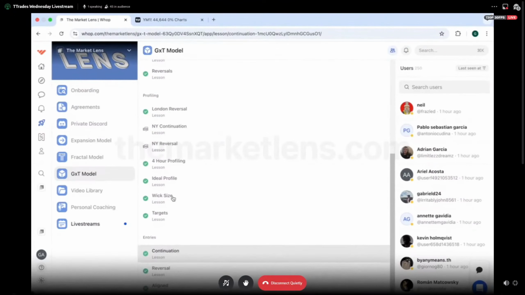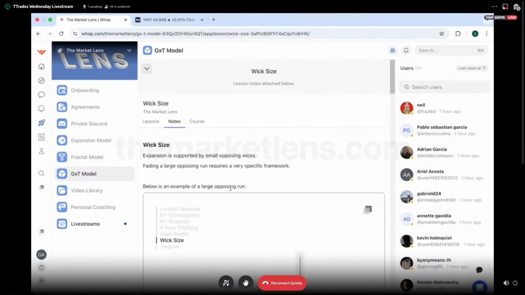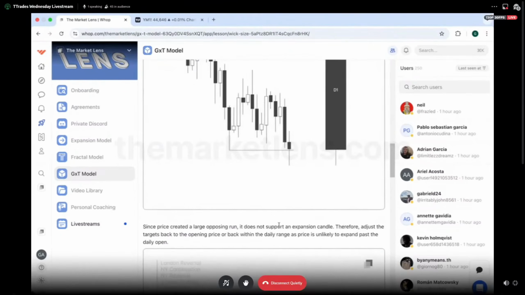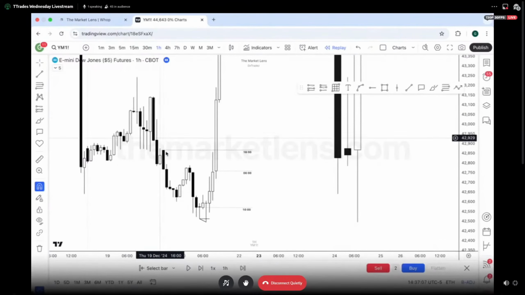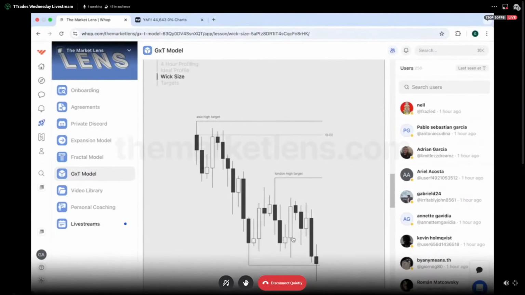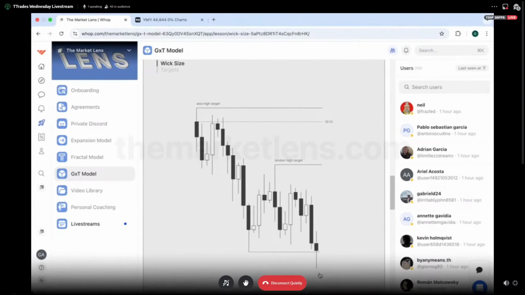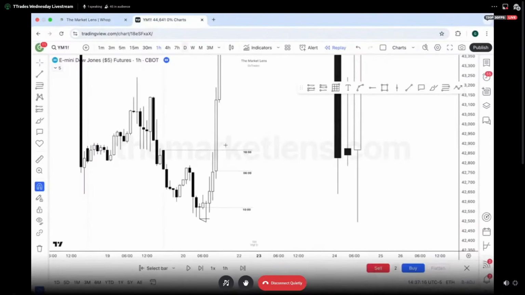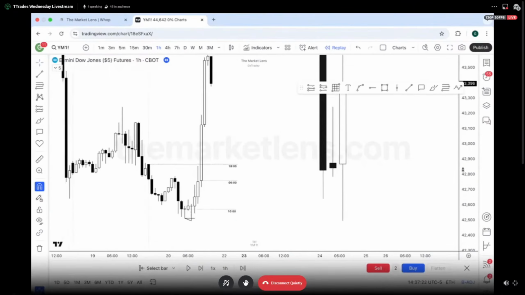Where is it? Wick size. You're going to revert to this. Just follow this protocol, right? It's exactly what we see here. We open low first, create a manipulation, like literally like this, right? We run out short-term low, pair that with an SMT, right? And then you can trade obviously our reversal sequence with the fractal model.